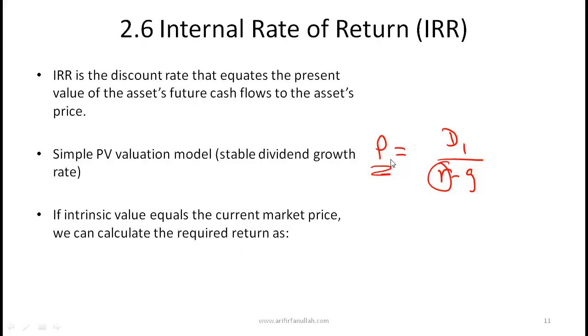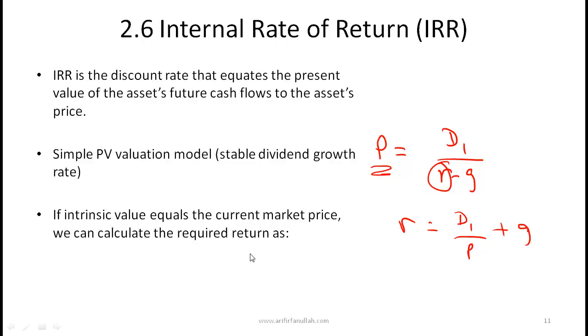If the market is efficient and the required return is the same as the expected return, then with basic algebra you can simply say R is equal to what? D1 over P plus G. You've seen this enough times.